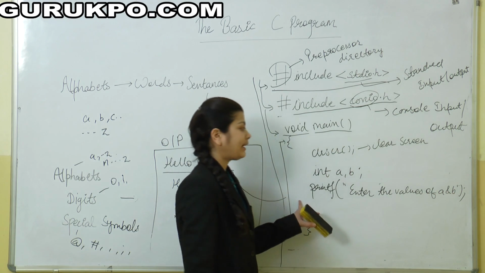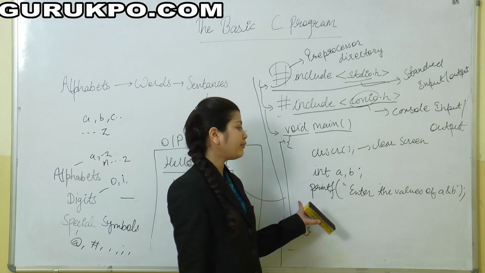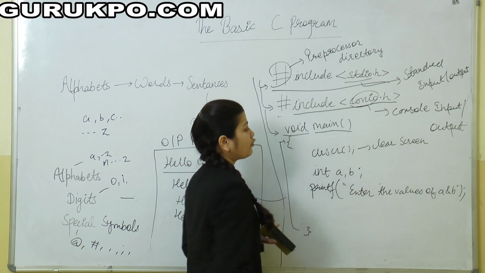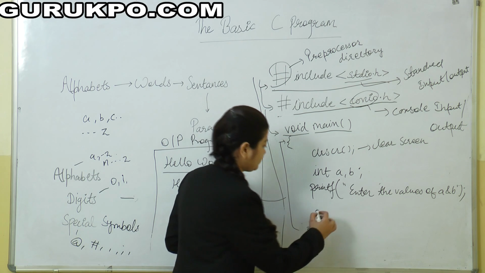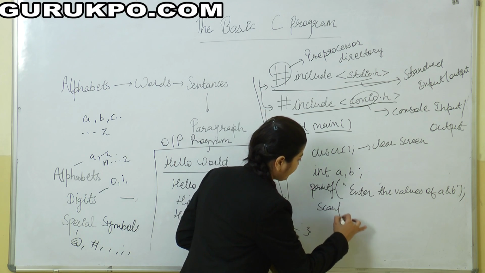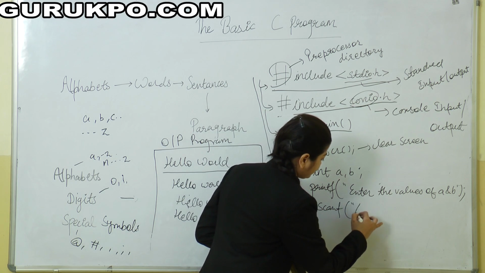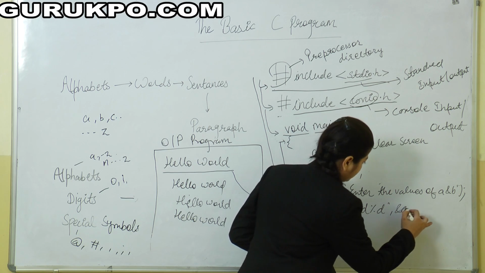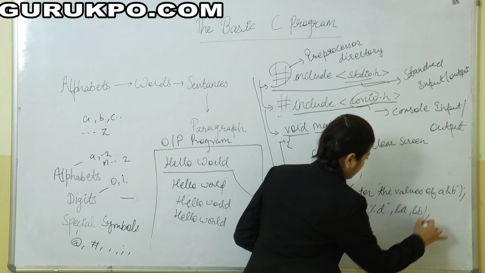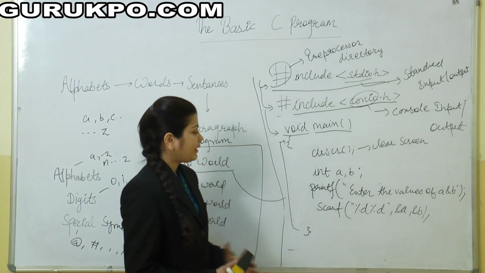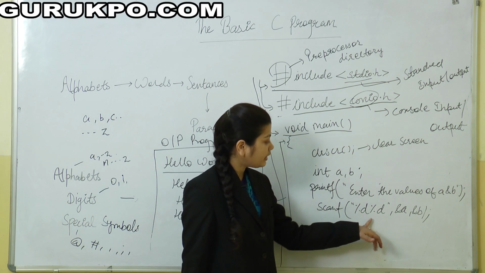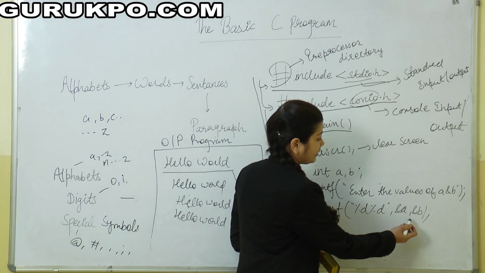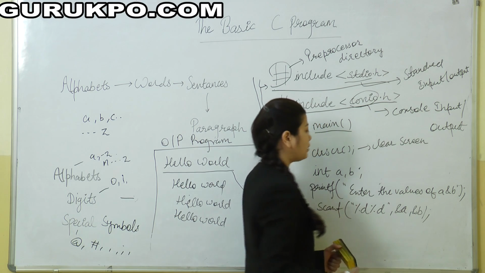Here the statement is enter the values of a and b. If we want the values from the user, then we have to write the statement for taking the values from the user, and after that we use scanf. In the scanf, the statement is in double quotes, we use %d and %d, and after that we use ampersand a and ampersand b.